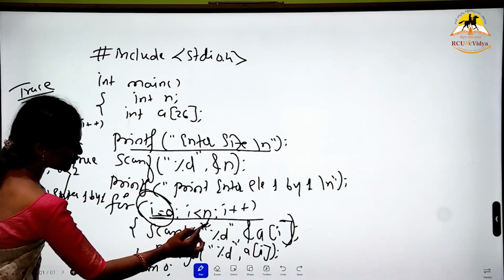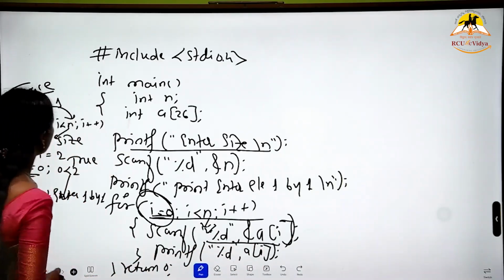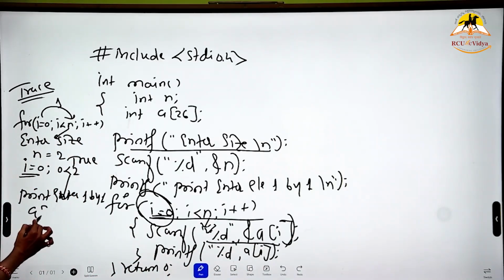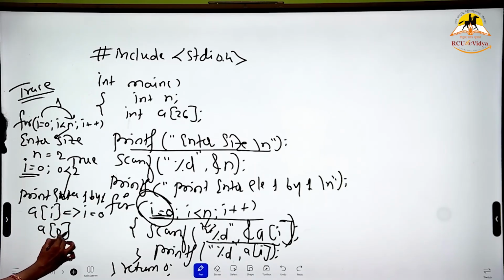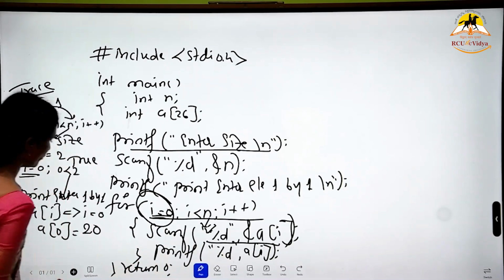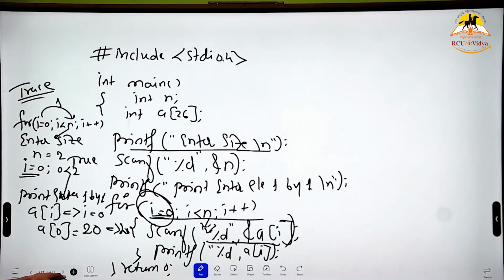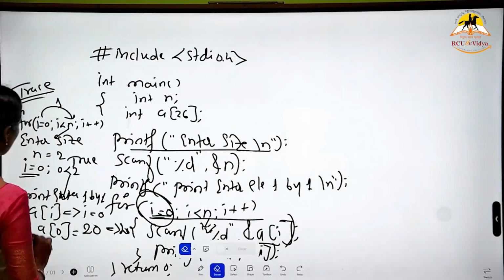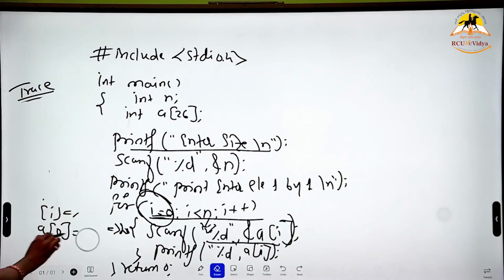So for the first element, once it comes here, what are you going to do? %d, a[i]. So here a[i] is represented. What is the value of i? i is 0. So for the 0th element, we are going to read it as 20, and we are printing that value. Hence, the 20 is displayed on the screen. Now, similarly, if you go on to the second iteration.